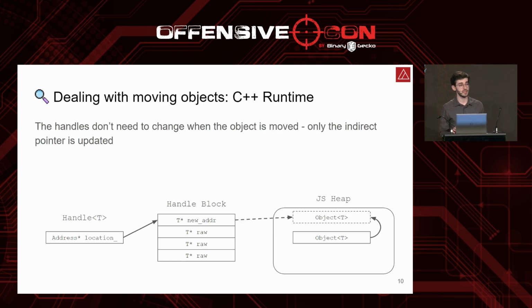Another advantage of this scheme is that if an object gets moved, only the entry in the handle block needs to be updated. The handle, which is the actual C++ local variable, doesn't need to be changed, which might be tricky for reasons that we'll discuss later.